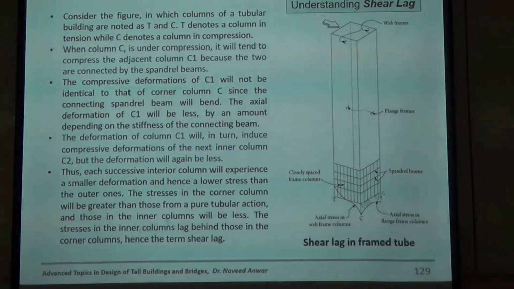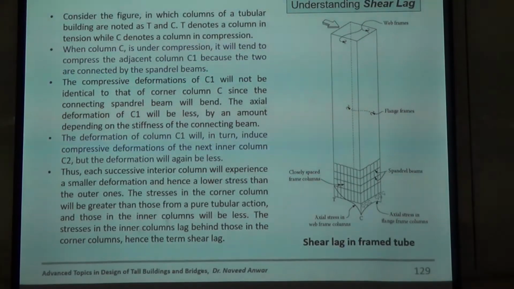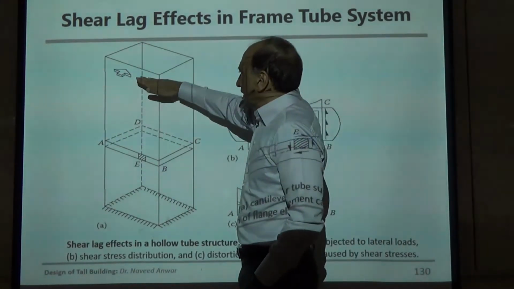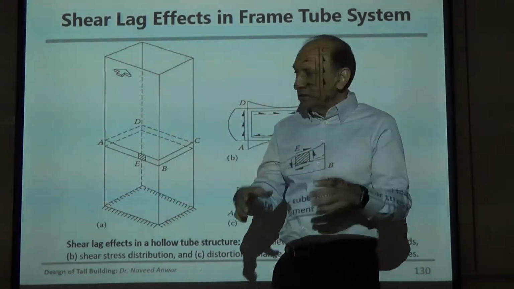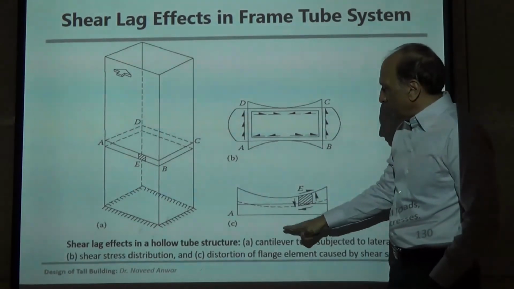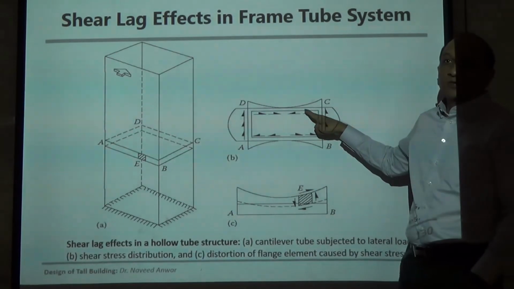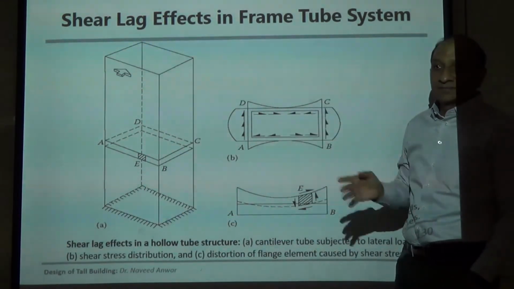So the main concern in a tube is shear lag, and we need to minimize the shear lag. You can see from here that if you think about this as a tube cross section and apply the forces, the ideal situation should be a linear strain distribution, but it will not be linear. It will be a little bit non-linear because of the shear lag.